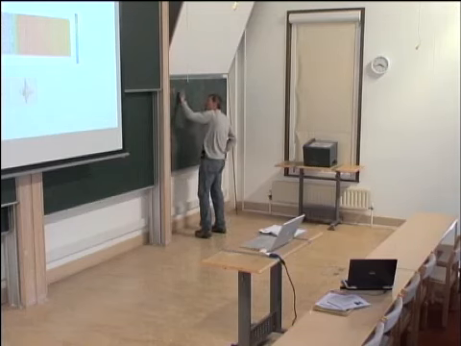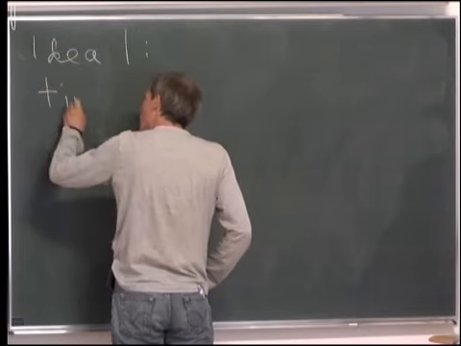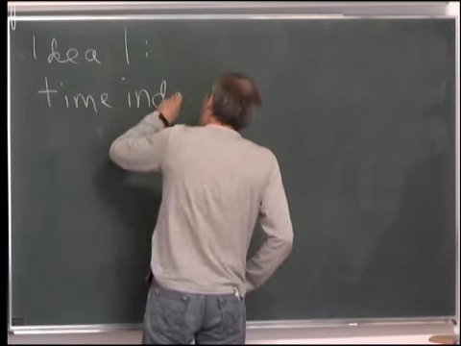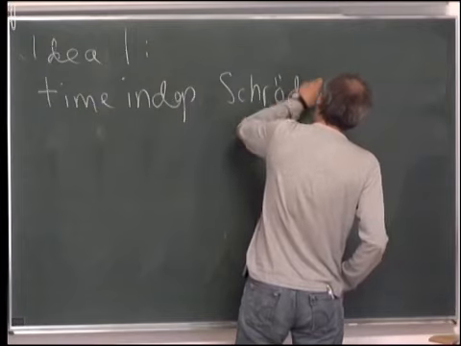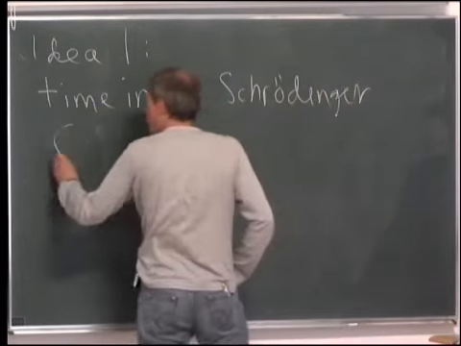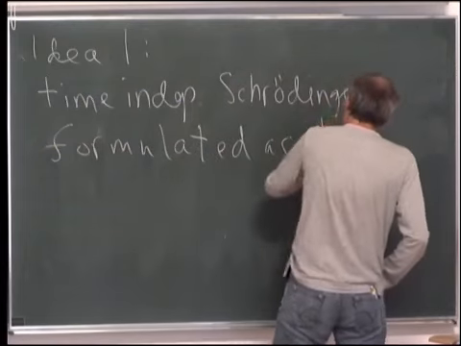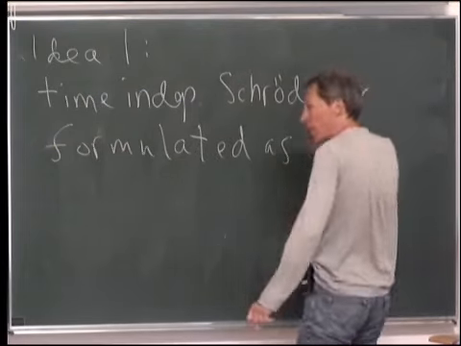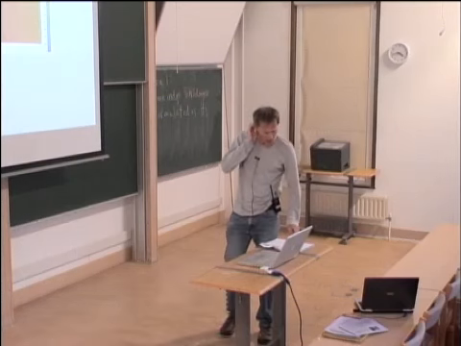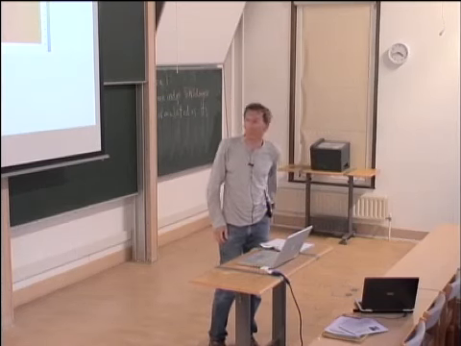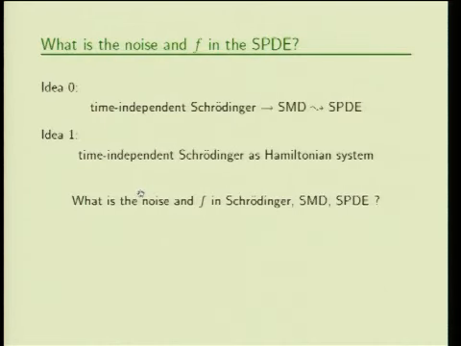The main idea is to look at the time independent Schrödinger formulated as a Hamiltonian system. That's my main idea, and what I want to try to explain now.